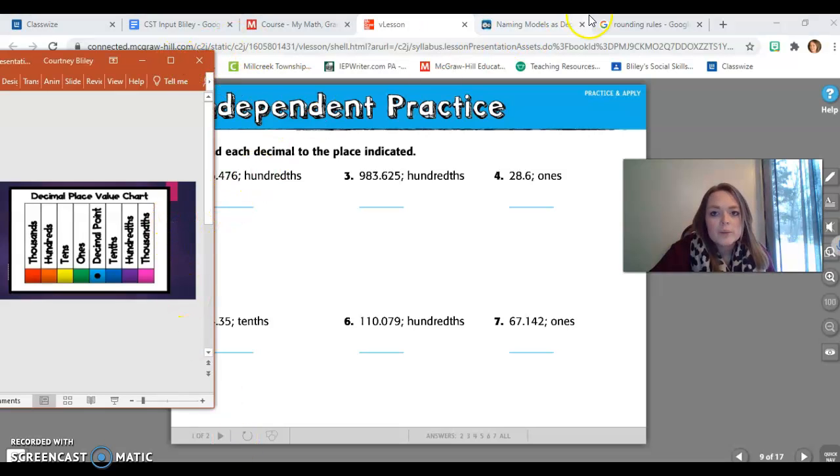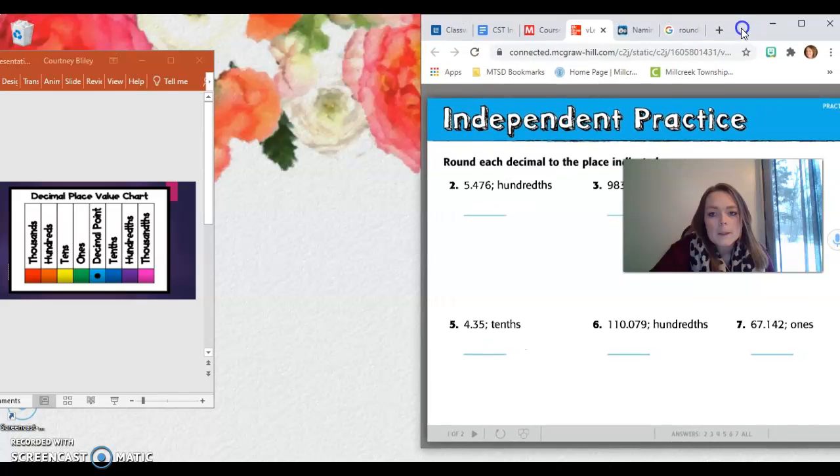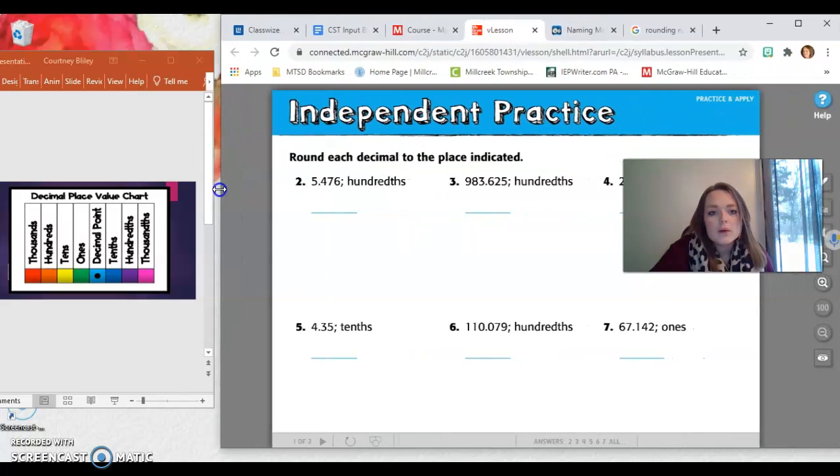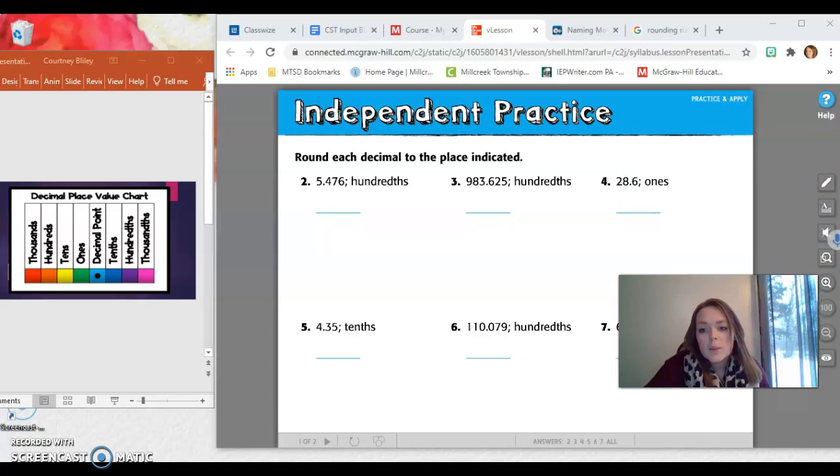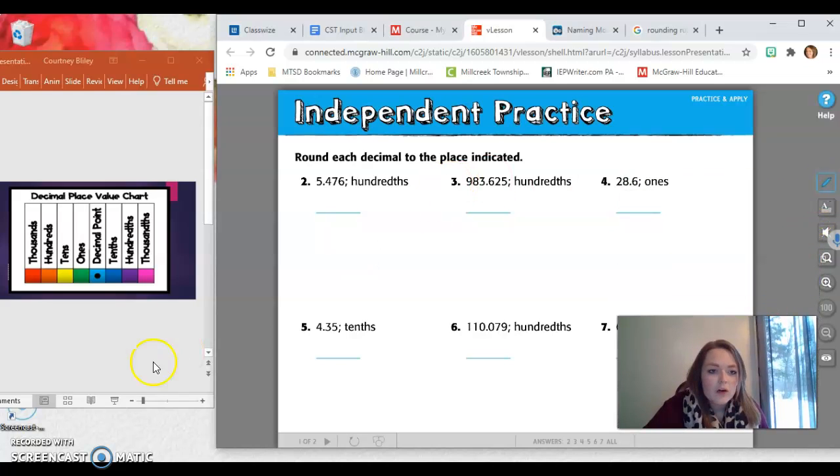Which number is in the hundredths column? Okay, that's purple. So we have 1, 2. So our 7 is in the hundredths column. So we're going to underline our 7 and we're looking at our 6. Do I bump it up or do I drop it off in this case? I think we're going to bump it up. So we're going to write 5.